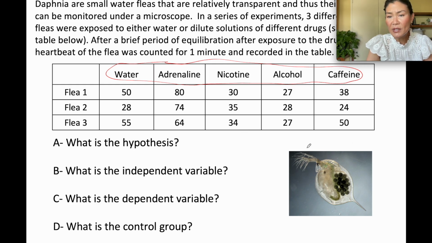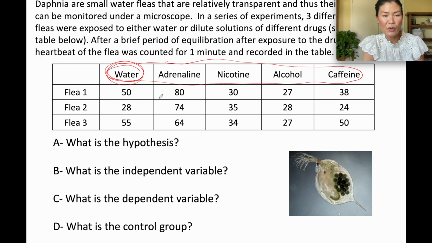Okay, and what's the control group? When you look at the different types of drugs that are at the top here, the control group would be water, because water is not technically a drug. Okay, so this would be our control group that we're going to use as a comparison. And so when you look at even just the data here, adrenaline, in general, does impact the heart rate of these water fleas. It does go up, right? Whereas look at alcohol. Alcohol, generally, the trend is that it goes down.